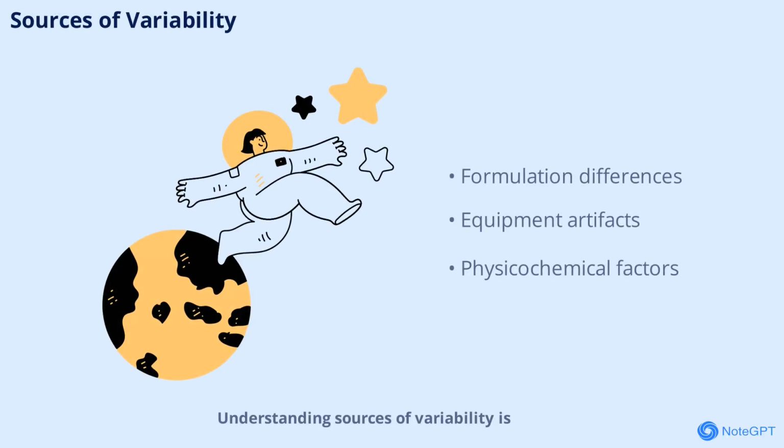Understanding sources of variability is crucial for reliable dissolution testing. Variability can arise from the formulation itself, such as differences in excipients, hardness, or friability. Artifacts including air bubbles or equipment inconsistencies can also impact results. The physico-chemical properties of the drug substance, like solubility and pH sensitivity, play a significant role. By identifying and controlling these variables, we can design more robust dissolution procedures that yield consistent and meaningful data.